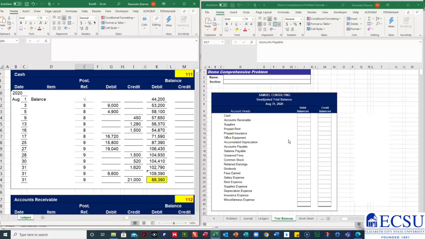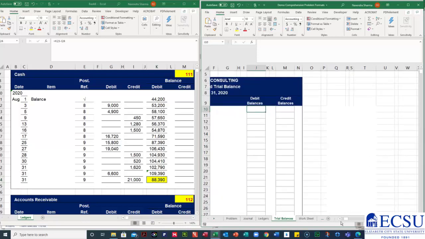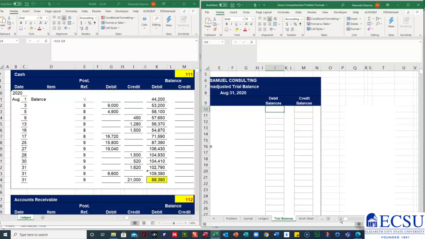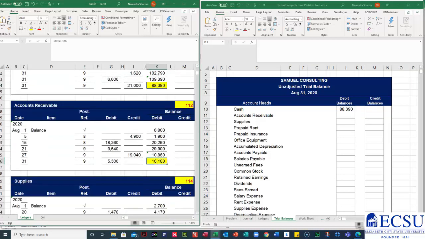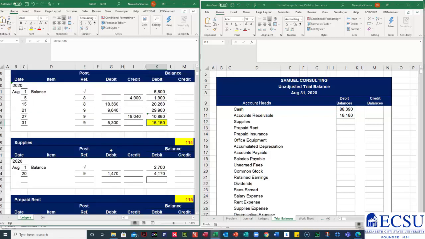Cash account, we calculated a balance of 88,000. So let's put cash of 88,390. And the next is accounts receivable, 16,160. Next is your prepaid rent.